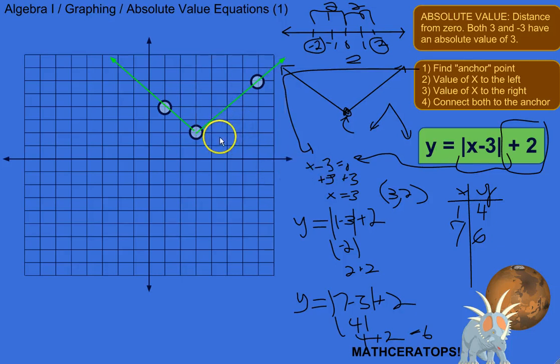Now I've got my absolute value function. These arrows say that it keeps going off forever in that direction, and it keeps going off forever in that direction. But here's the point at which it changes direction. All right, so that's graphing an absolute value function. Find your anchor point first, and then plug in a value to the left, plug in a value to the right, see what you get. Find your coordinate pairs, plot the points, and then start with the anchor, connect it to the point to the left, connect it to the point to the right. You're done.